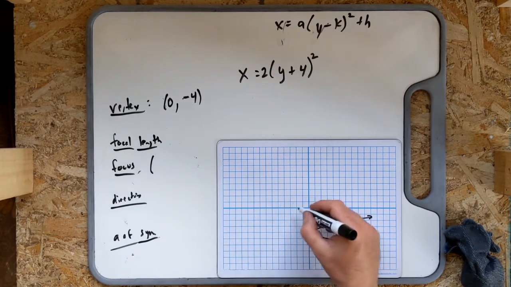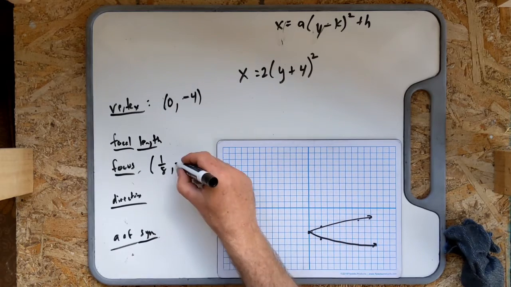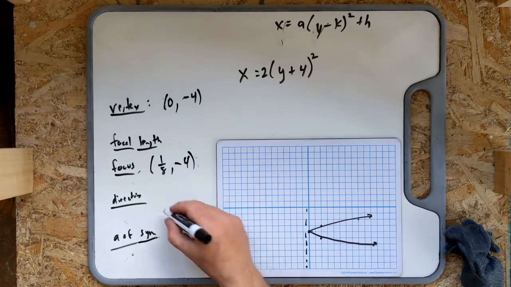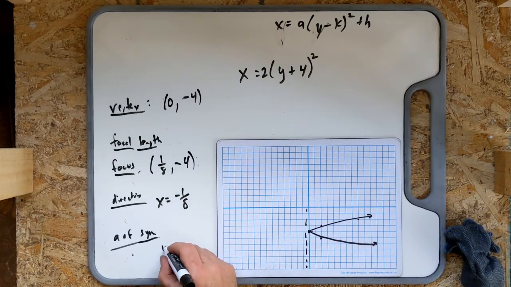So the focus is simply 1/8 over and -4 down. The directrix is on the other side: x equals -1/8. And the axis of symmetry is y equals -4.